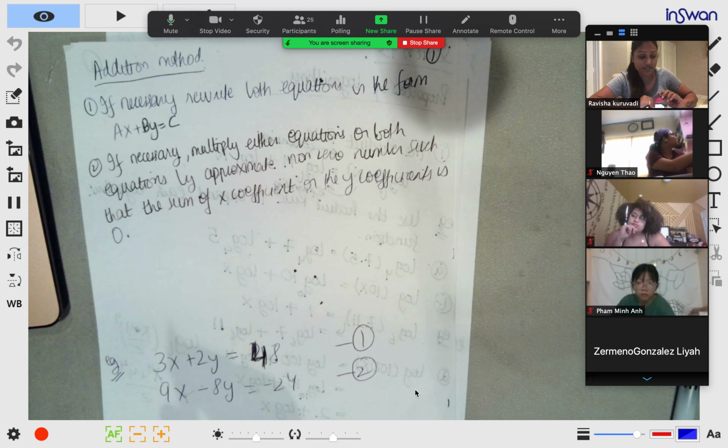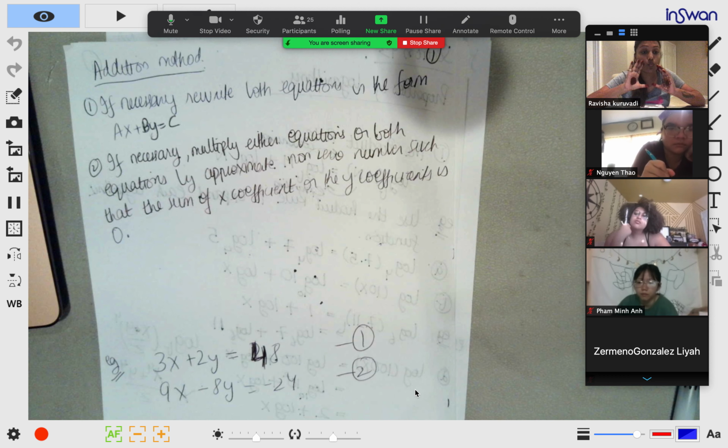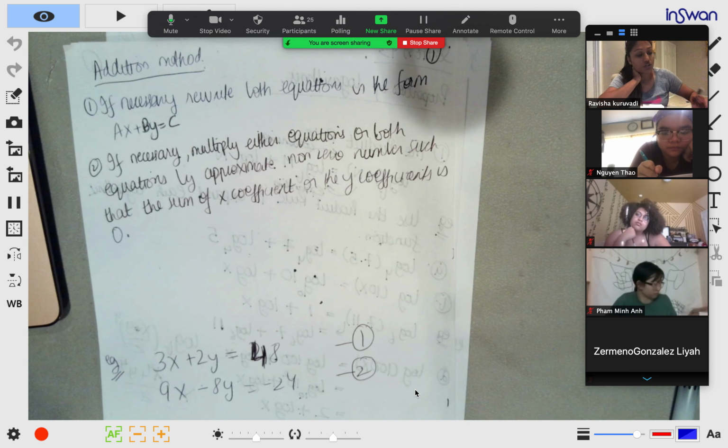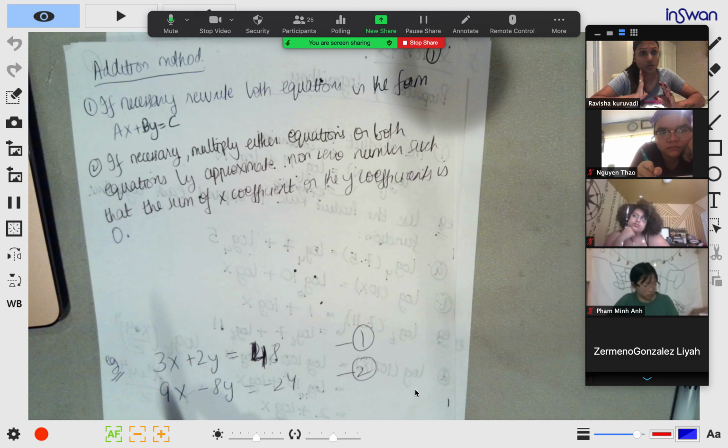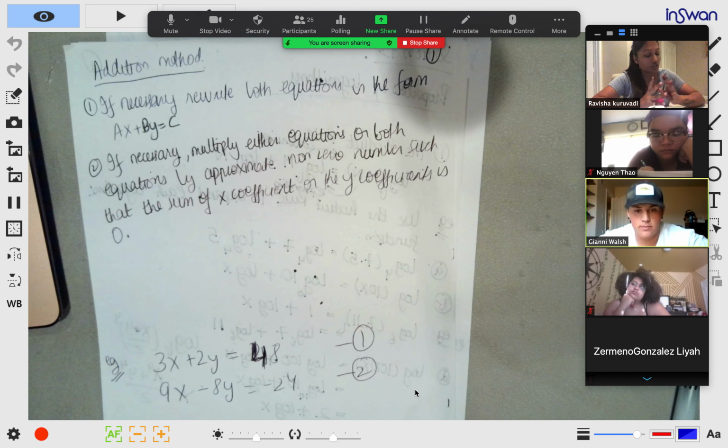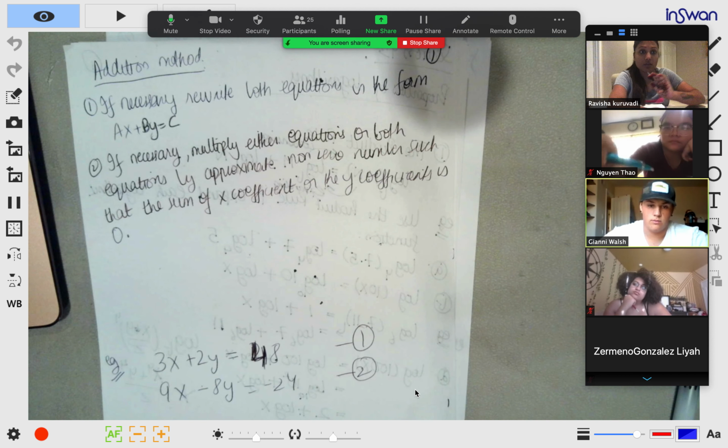Step 2 says, okay, now, very important. Everyone focus on this. It says you decide which variable you want to eliminate, whether you want to eliminate x or whether you want to eliminate y. It's up to you.